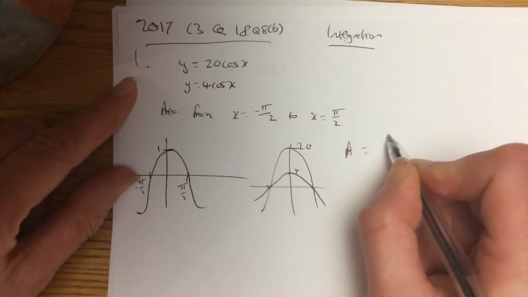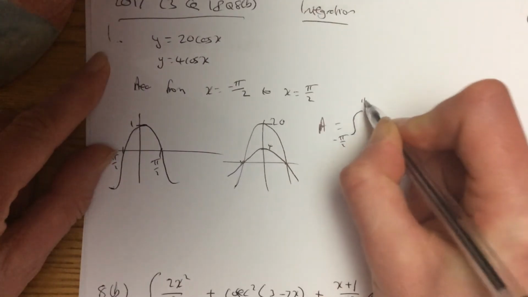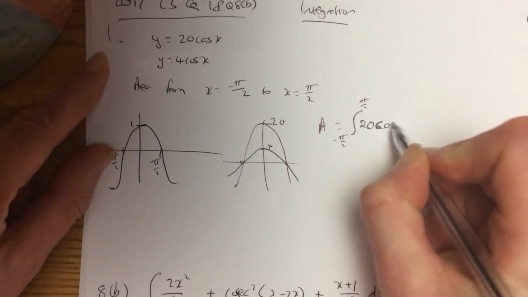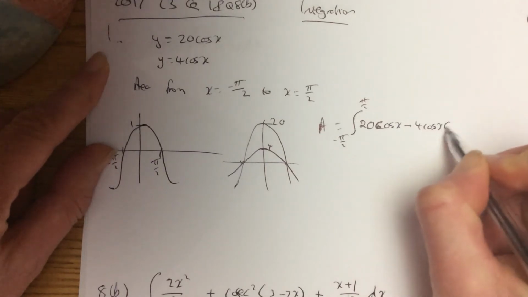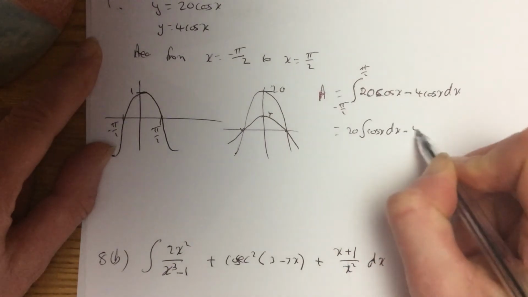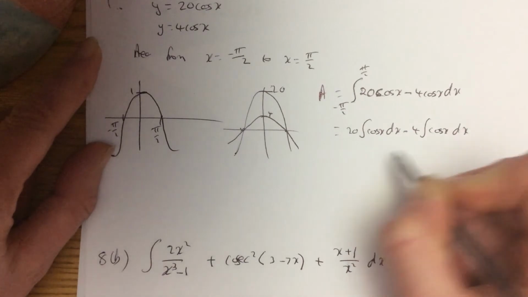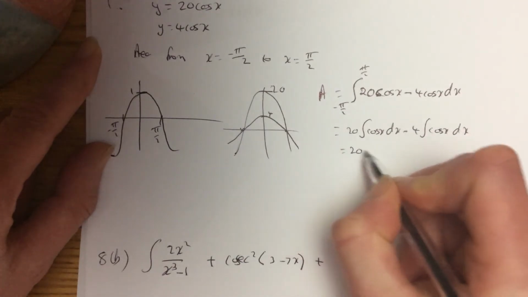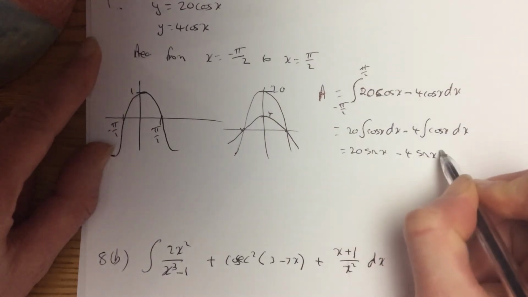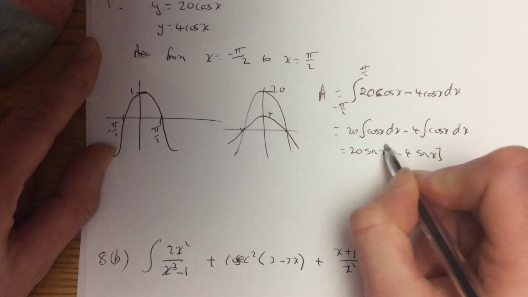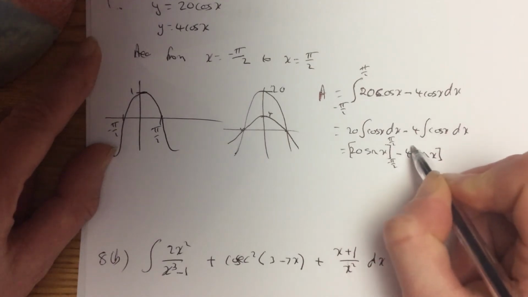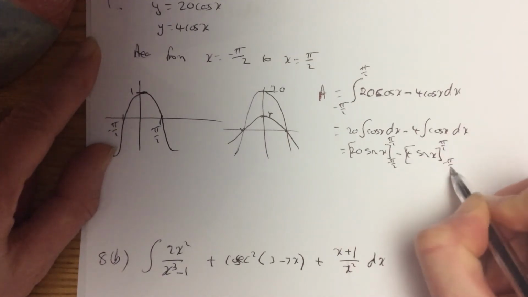So my area is going to be between minus pi over 2 and pi over 2, and it's going to be the 20 cos graph minus the 4 cos graph. Now, to integrate that, I like to split them up. Just bring your 4 outside. Where does cos come from? Sine goes to cos, so I have no issues about balancing here. And that goes back to sine. And just putting in your wee intervals, pi over 2, minus pi over 2.